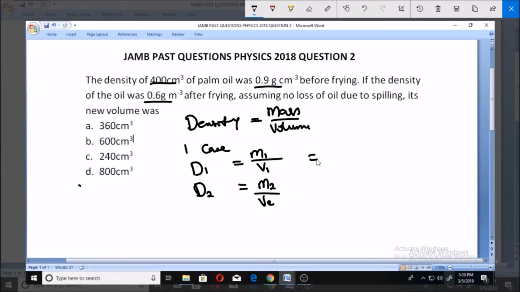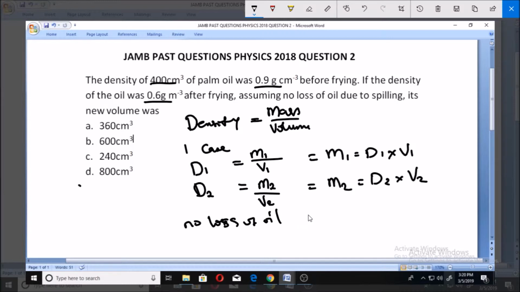But now from this, if we make M1 the subject of the formula, you have M1 equal to D1 times V1. Whereas from here, if you make M2 the subject, you have M2 equal to D2 times V2. But they say there is no loss of oil. This simply implies that M1 is equal to M2. So if M1 is equal to M2, that means that D1 V1 is equal to D2 V2.